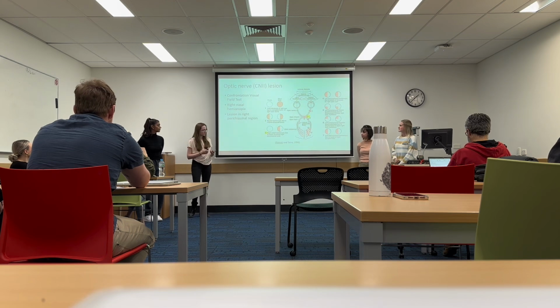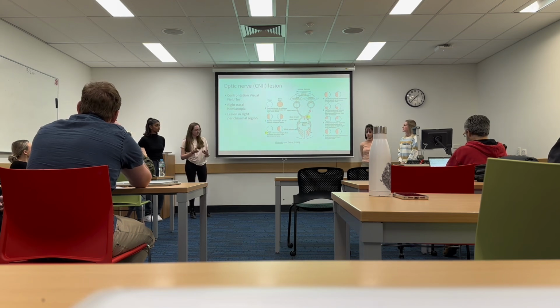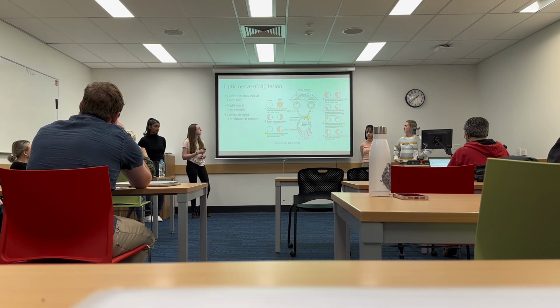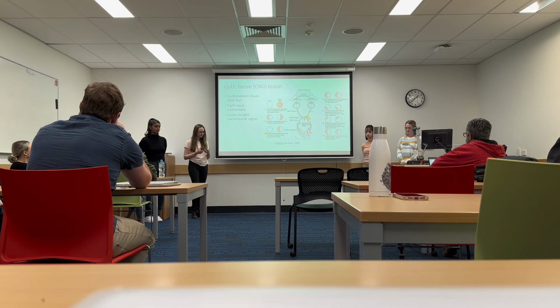A confrontational visual field test was performed to assess the optic nerve. During the examination, the left eye was found to be healthy. The right eye, however, had a normal temporal field, but a deficit in the basal field, being a right basal hemifield. This indicates a lesion in the right peritasmal region, as is shown in this diagram.